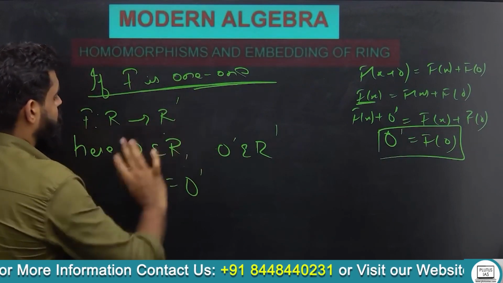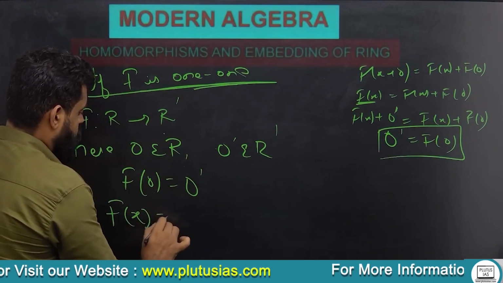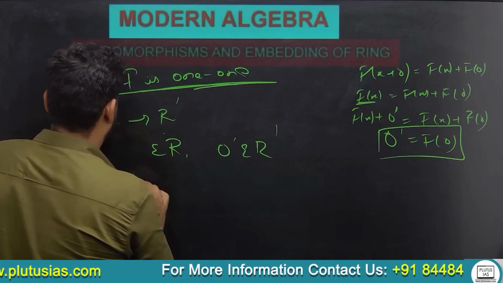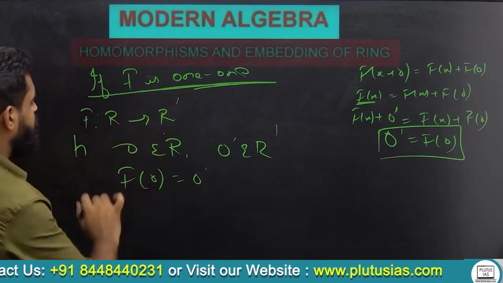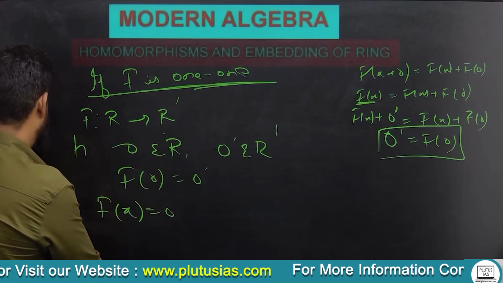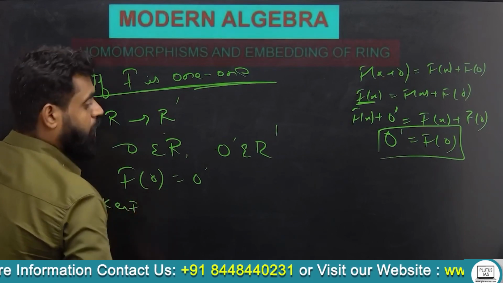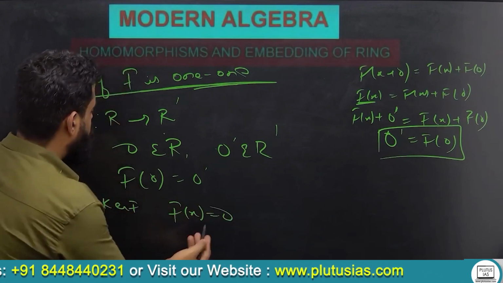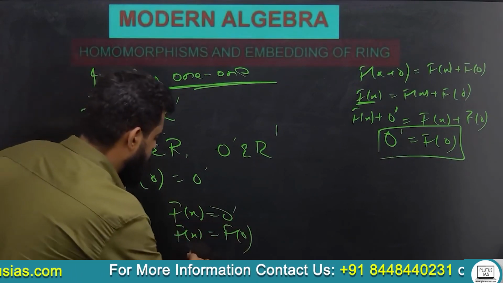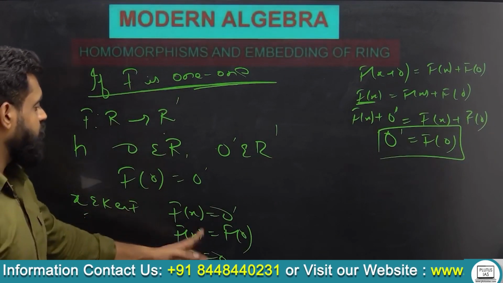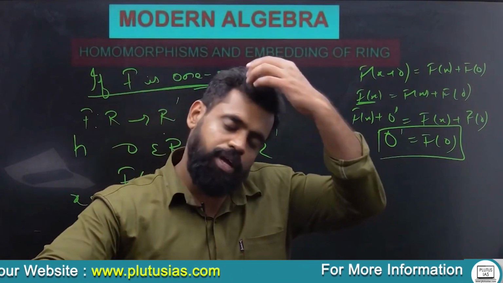So it is given that f is 1-1, and we have shown that f(0) is 0'. Suppose x belongs to the kernel of f, then f(x) is equal to 0'. Also f(x) would be equal to f(0), and since it is a 1-1 function, x is equal to 0. So if I take any x belonging to the kernel of f, we get x equal to 0. That is, the kernel of f contains only one element, the additive identity of the ring R.